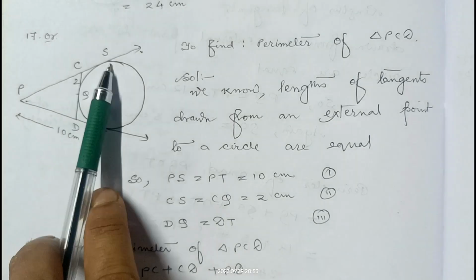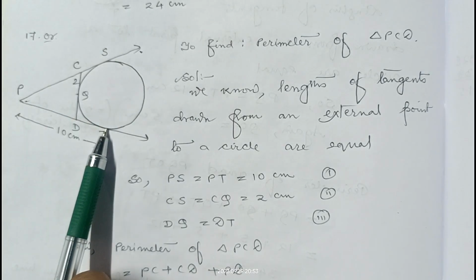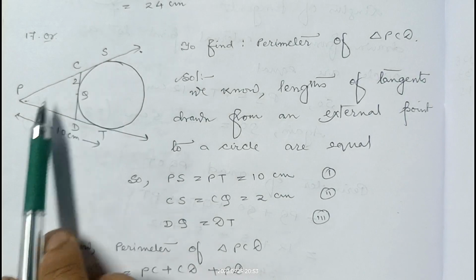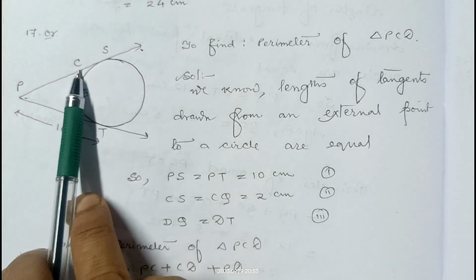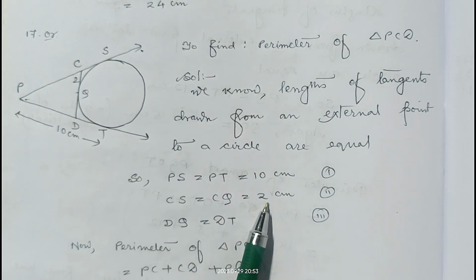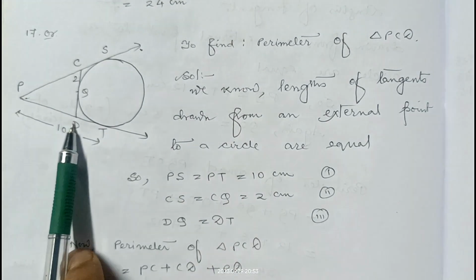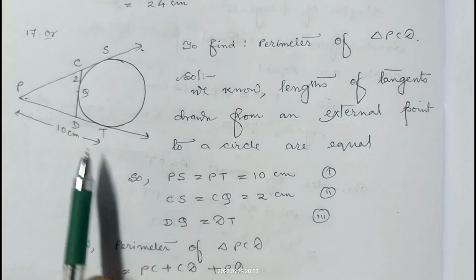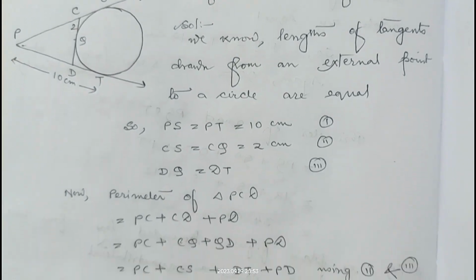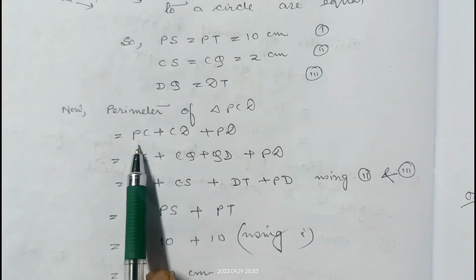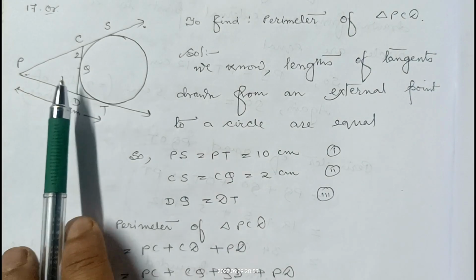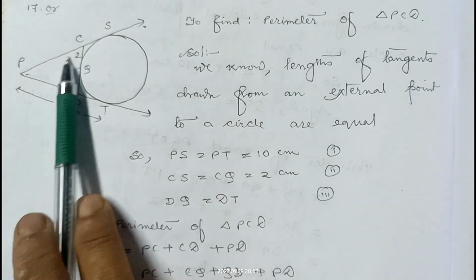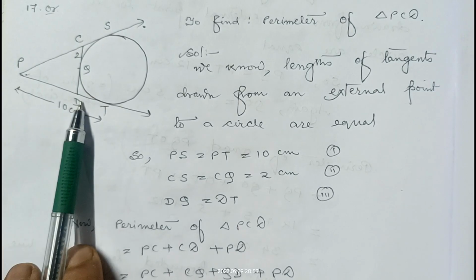We know length of the tangents drawn from an external point to a circle are equal. So here PS equal to PT, both will be equal to 10 centimeter. CS equal to CQ, both will be equal to 2 centimeter. And DQ equals to DT. Now we have to find the perimeter of triangle PCD. In triangle PCD, it will be PC plus CD plus PD. So perimeter of the triangle PCD is PC plus CD plus PD.